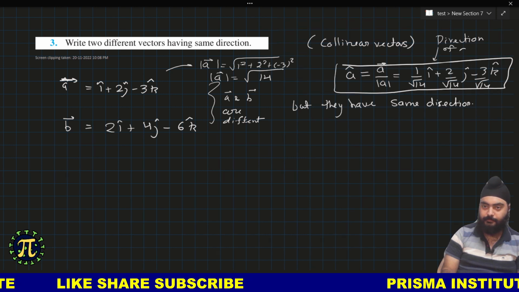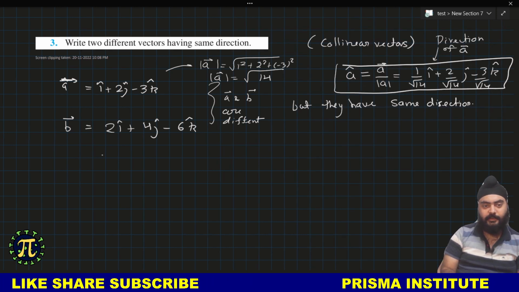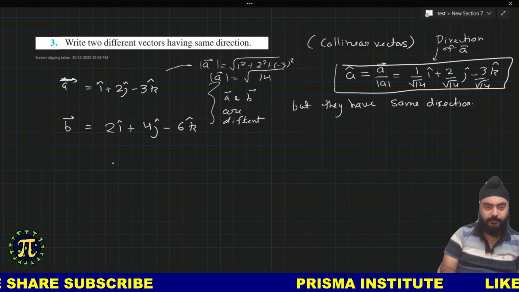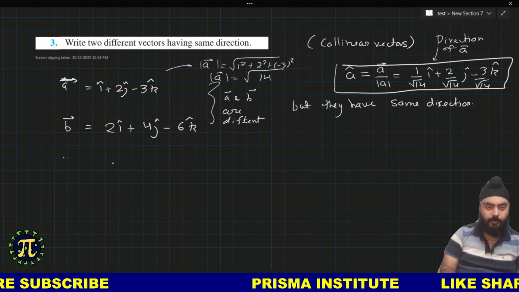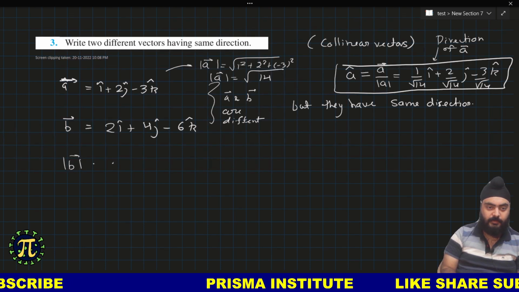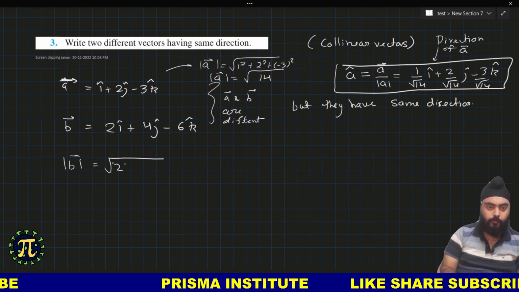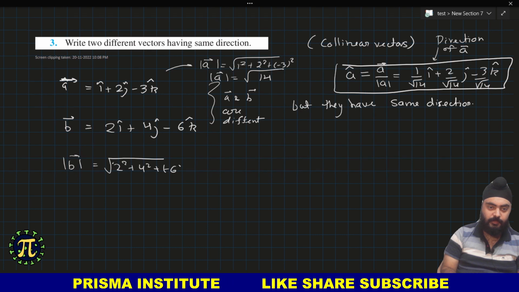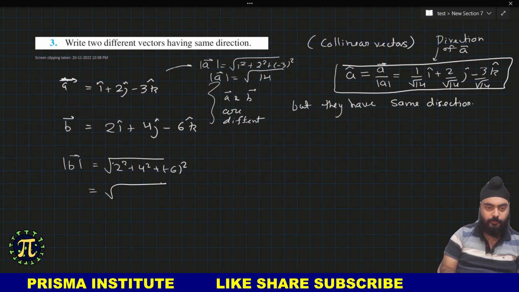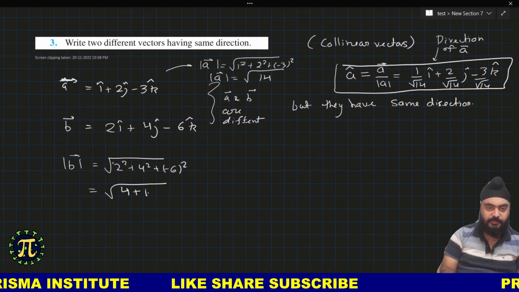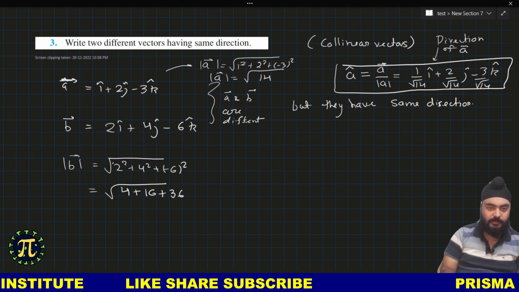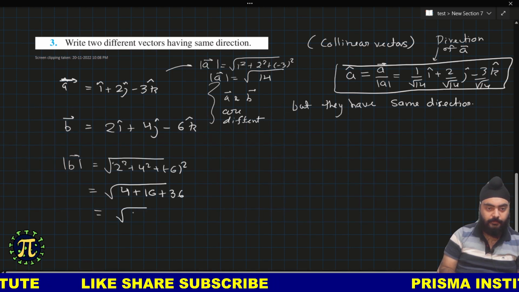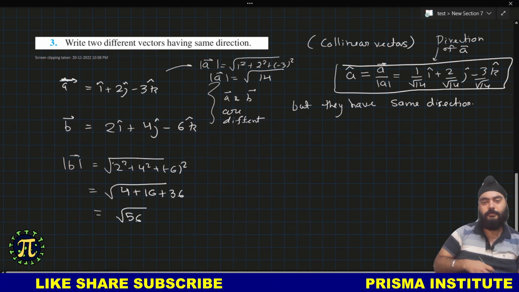Direction of A vector. Okay, let's find the direction of B vector. So we can find B cap. Let's find mod of B first. Mod of B is nothing but root of 2 square plus 4 square plus (-6) square, which is the square root of 4 plus 16 plus 36, which is root of 56.